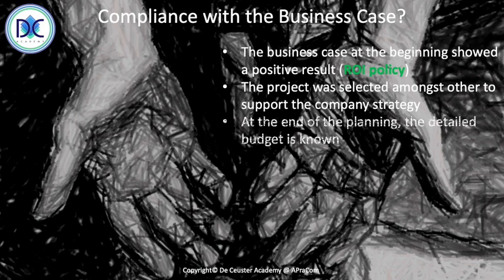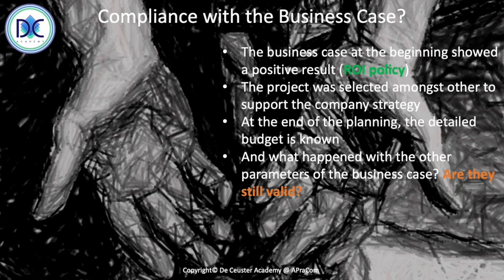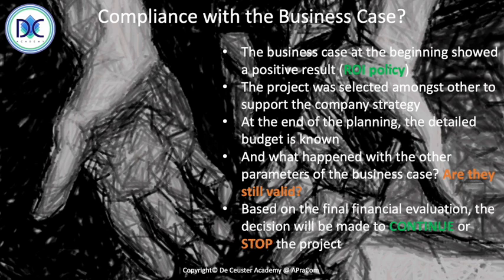But at the end of the planning, we know the detailed budget. We know what the risk level is. And here we must look at all the other parameters of the business case too. Risk, not only finance, SWOT, timing, all these cases. Are these parameters also still valid? Based on the final financial evaluation and risk level, the decision will be made to continue or stop the project. So it's a very important element to consider here. Will we continue with the project, yes or no?